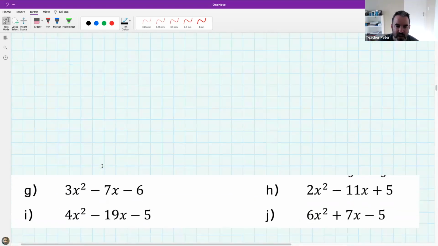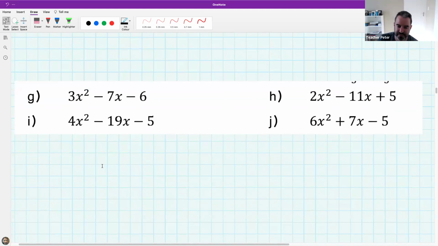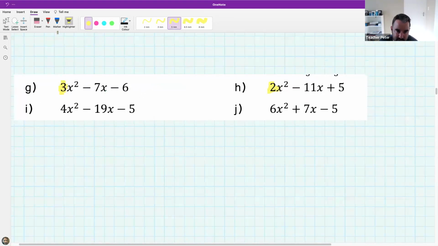Okay, now we're going to learn to factorize trinomials where it's no longer a 1 in front. You'll notice here, the number in front is bigger than 1. And this is where the method I was showing you is so helpful. So what I'm going to do is I'm going to do G for you. And then I want you to try and do H after that. But let's just watch the method I use for G.